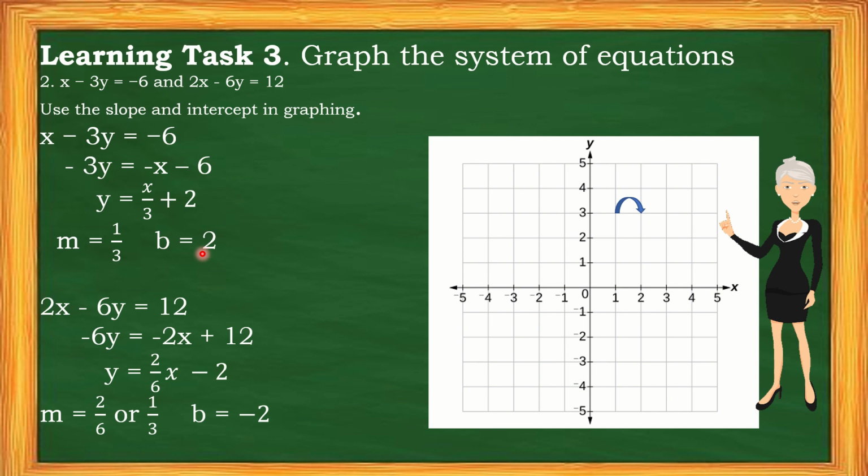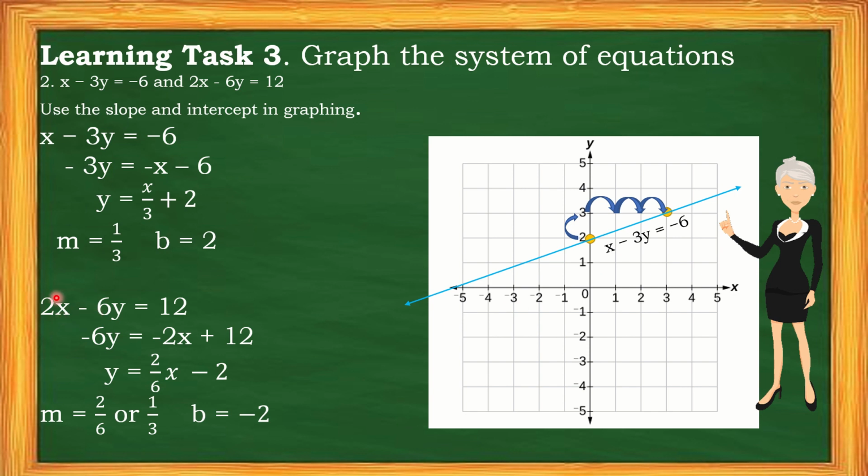Let us locate positive 2. Here is the positive 2. Then 1/3, so 1 unit upward. Then 3 units to the right. So 1, 2, and 3. So here is the other point. Then just connect the 2 points. This is now the graph of x minus 3y equals negative 6. Let us have the second equation, 2x minus 6y equals 12.